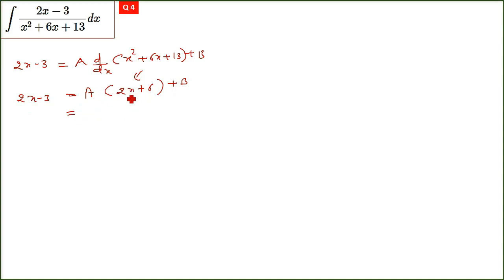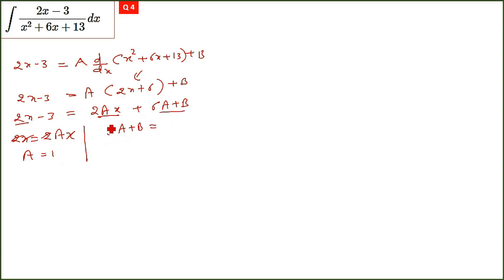So we will equate the similar terms, that is with x and with constant. So 2ax plus 6a plus b, and 2x minus 3 is on the left hand side. 2x will be equated to 2ax. So from this x cancels, 2 cancels, a will be equal to 1. This will be kept in the second equation, which is 6a plus b, which if you equate on the left, it will be negative 3. A is 1, so 6 plus b equals negative 3. So b will be equal to negative 3 minus 6. It will be negative 9.